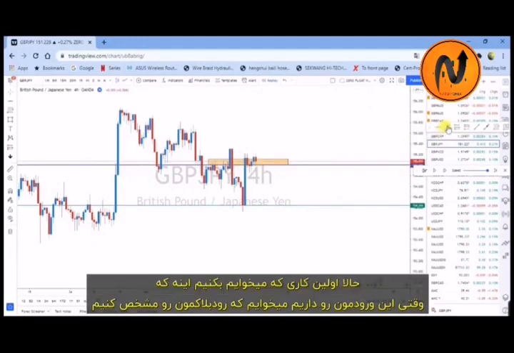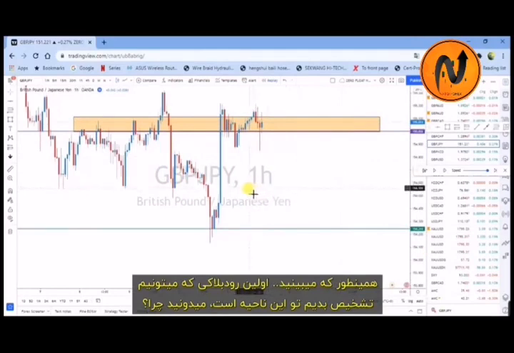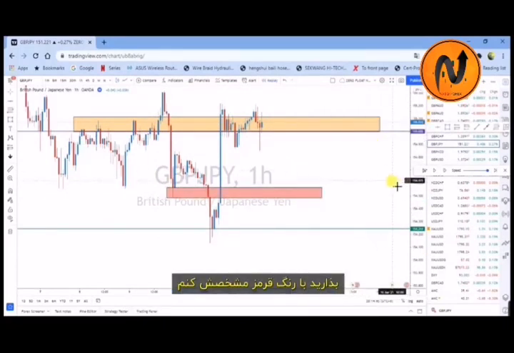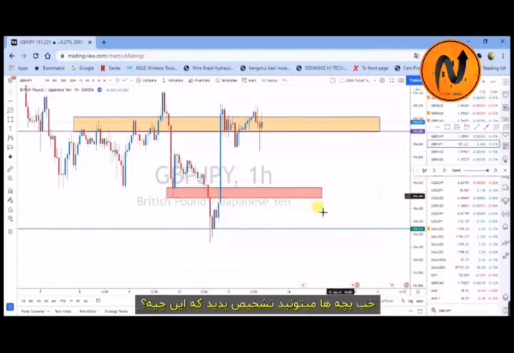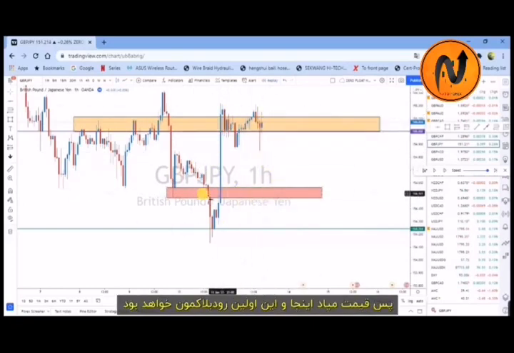So now, first thing we want to do is, when we have this entry, currently we are floating, we want to mark our roadblock. As you can see, the first roadblock we can identify is this area. Do you know what is this? Let me color this as a red color. Yes. Can you guys identify what is this? Yes, it's the QM shape. Low, high, lower low, higher high. So the QM shape. So price comes here, this will be our first roadblock.